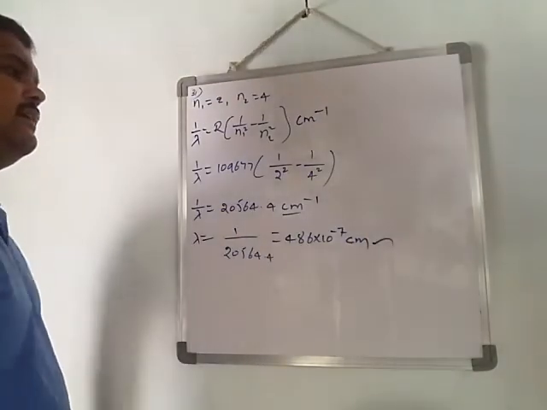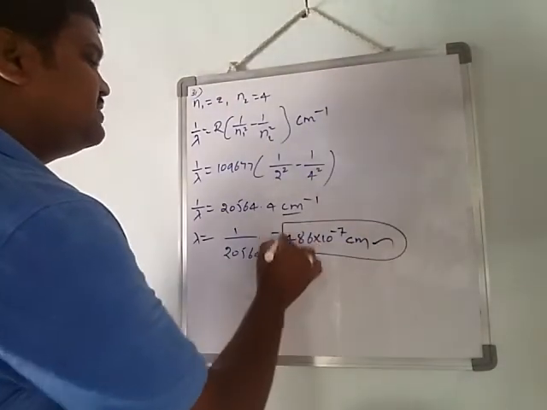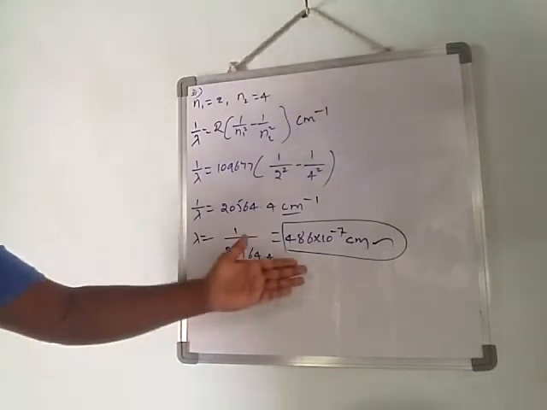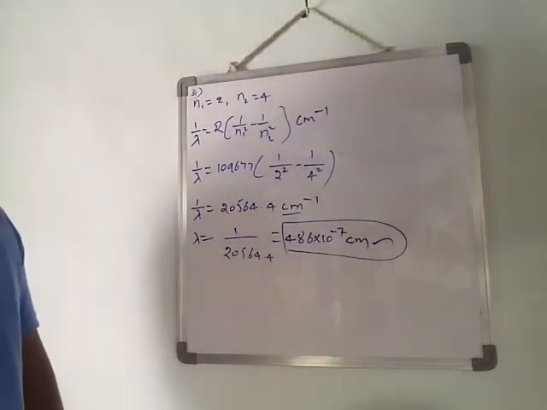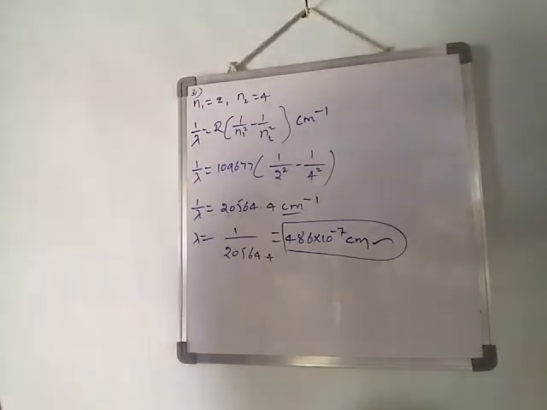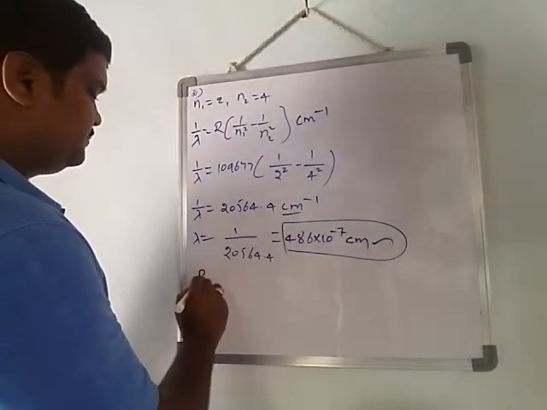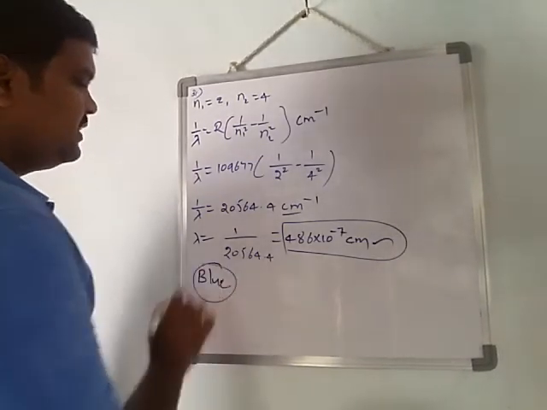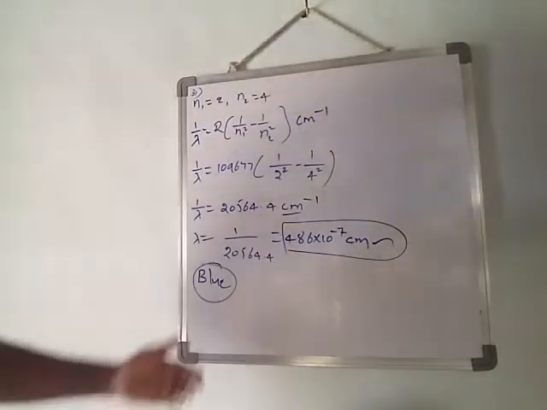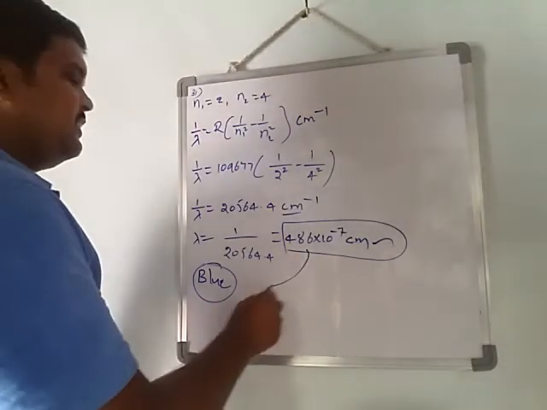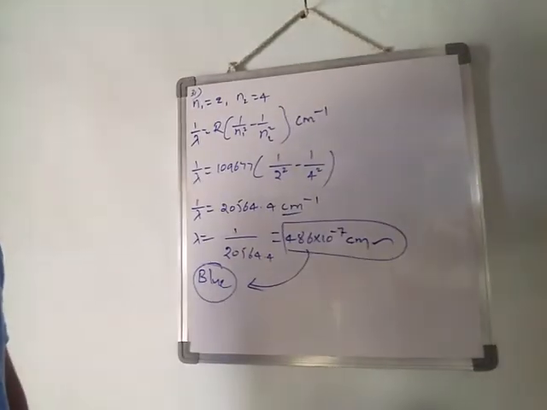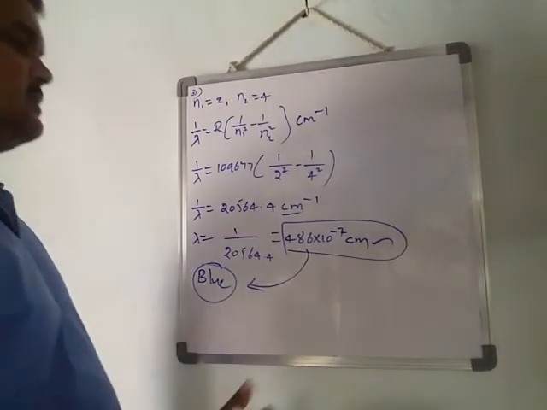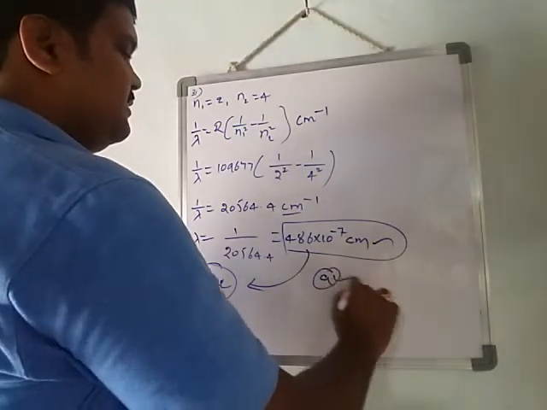So that is in the region, which region will it come nearly around? That will come in the blue region. Is it clear? That will correspond to the color blue. Under the visible region, we will see that with this wavelength, that is blue color. Hence option A is correct.